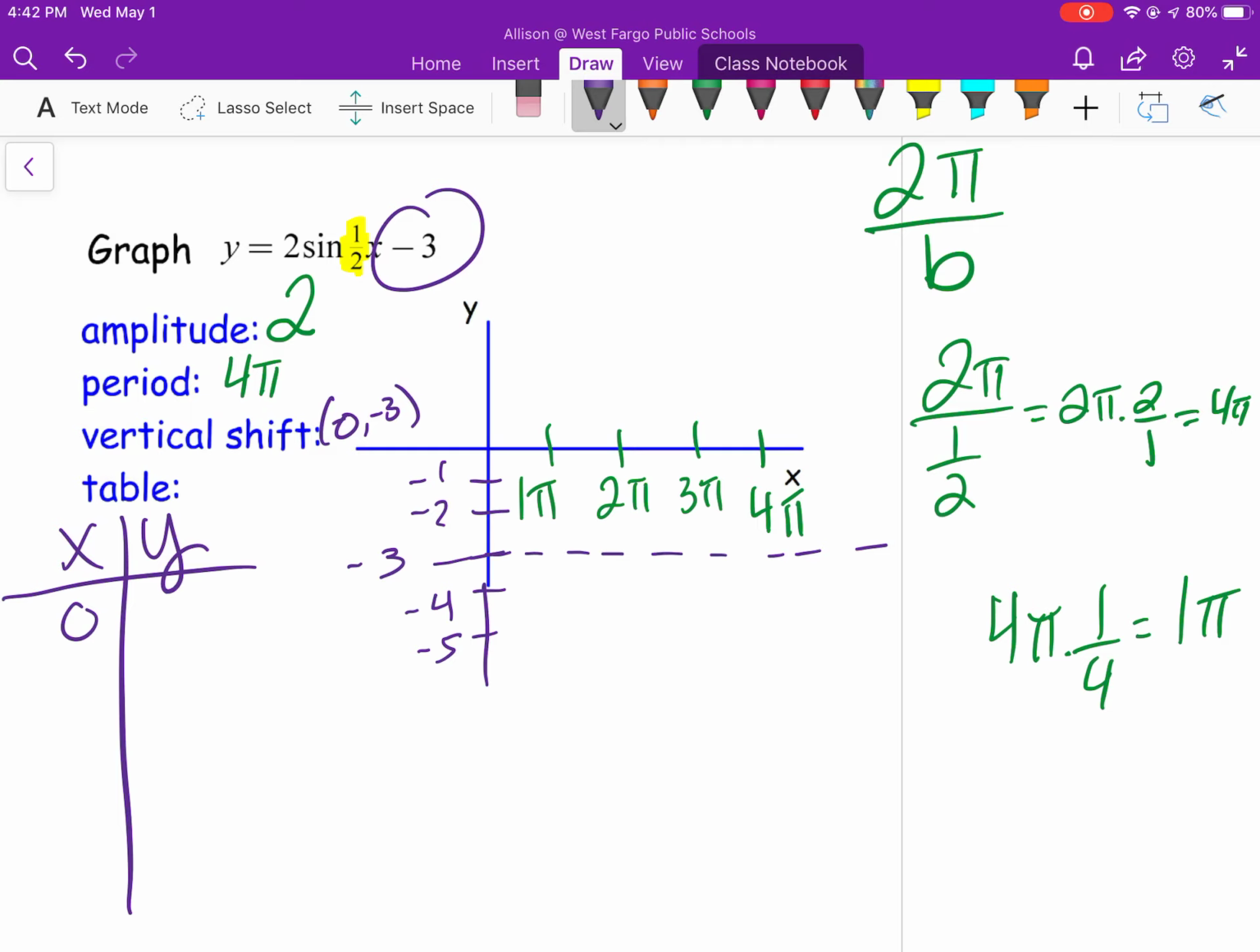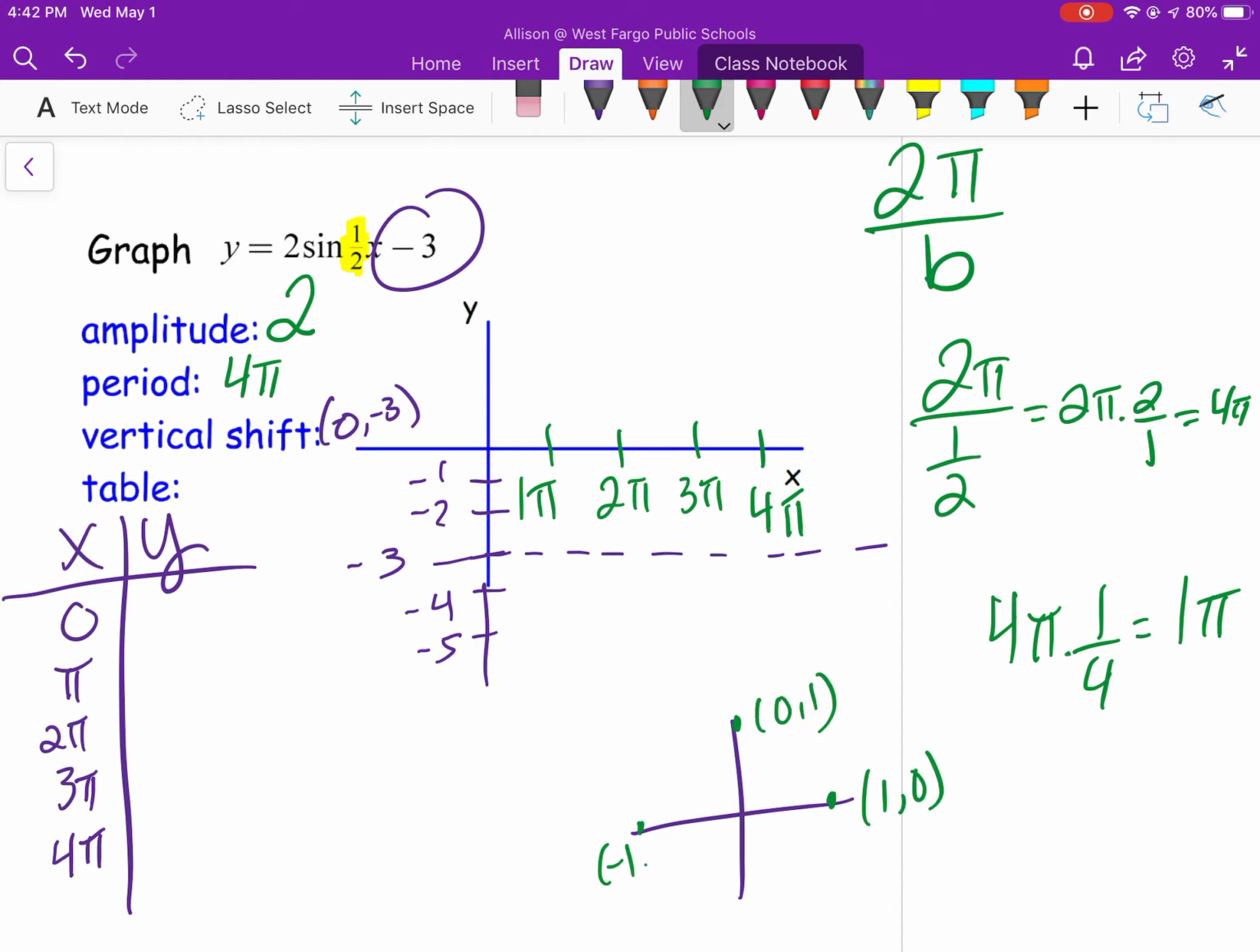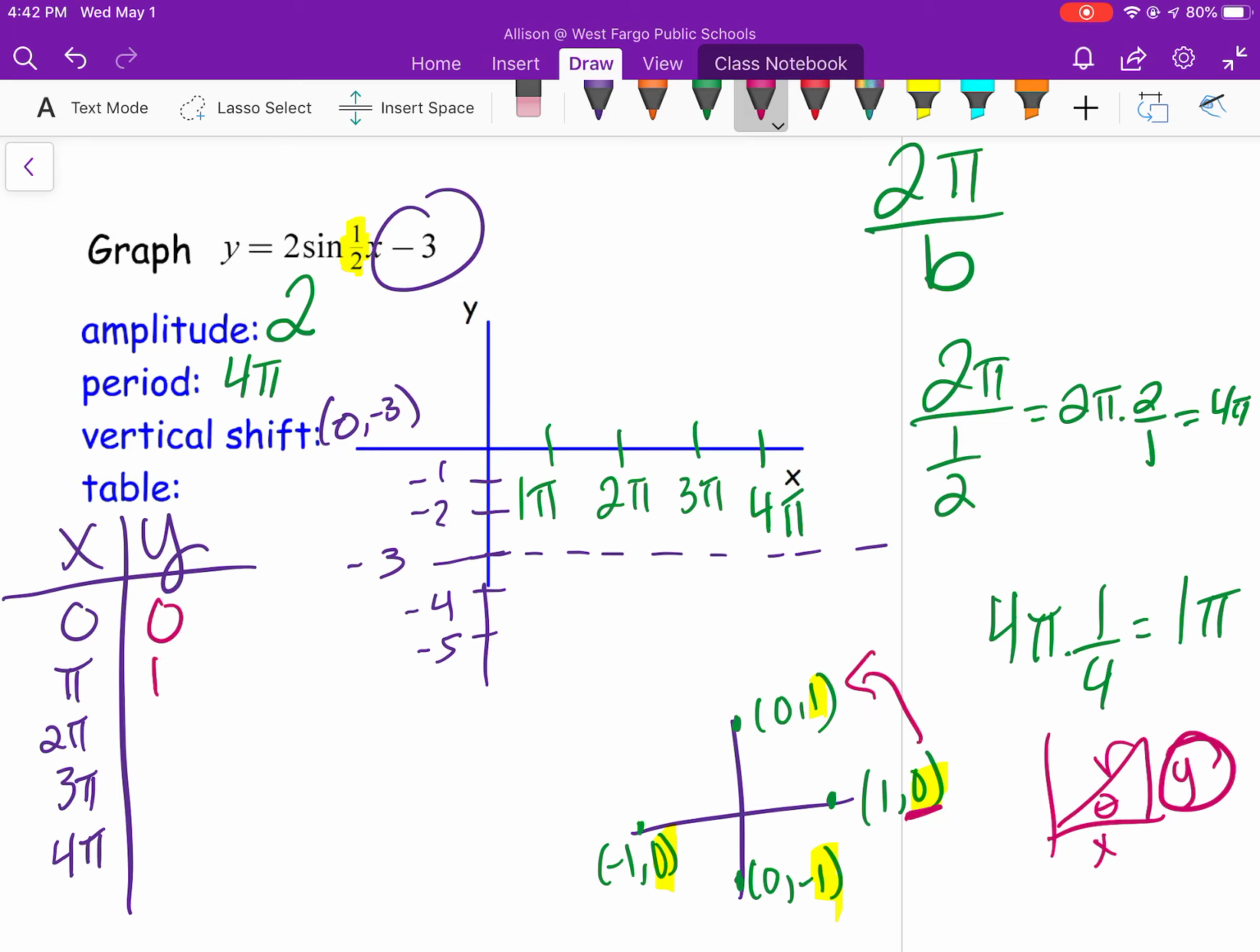So I make my table. I always start with x is 0. And then I have pi, 2 pi, 3 pi, 4 pi. Then I'm graphing sine here. So if I look back at my unit circle, 1, 0, 0, 1, negative 1, 0, 0, negative 1. Sine is the y coordinates. Sine goes with y, and sine goes with y because sine is opposite over hypotenuse. Opposite is y. So sine starts at 0, and then we go 1, then to 0, then to negative 1, and then back to 0.